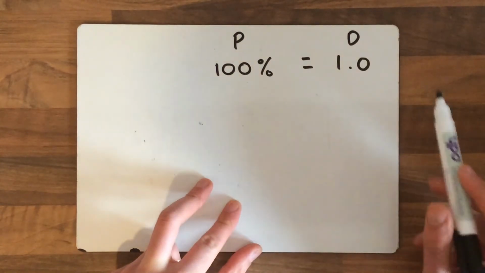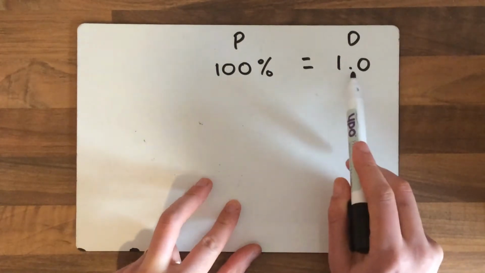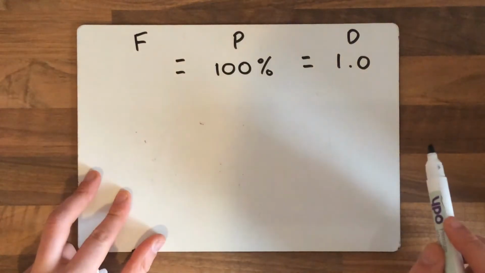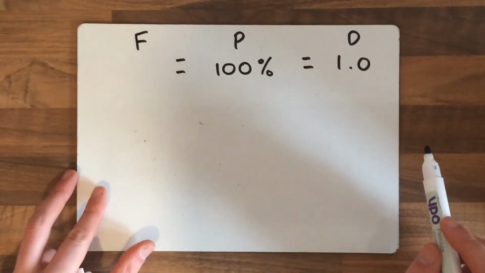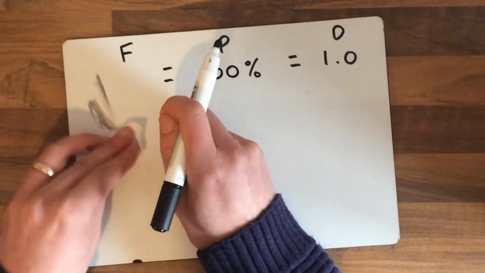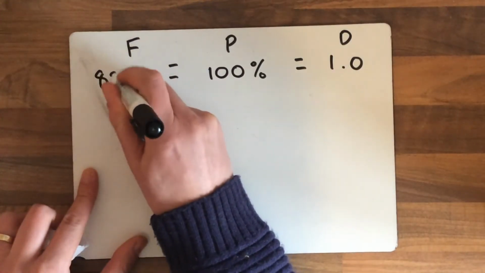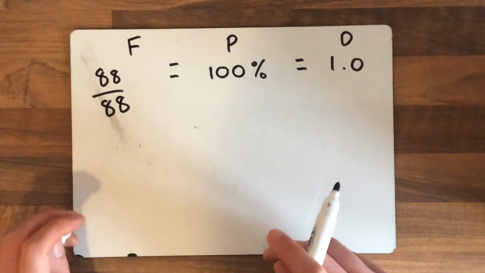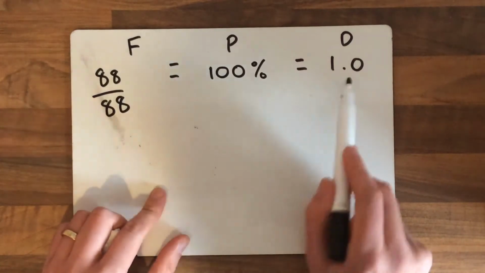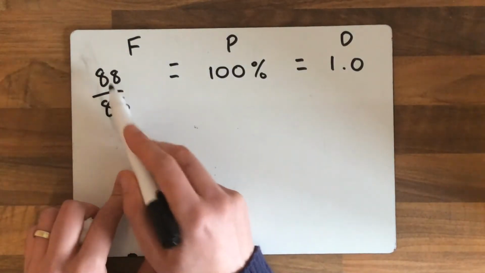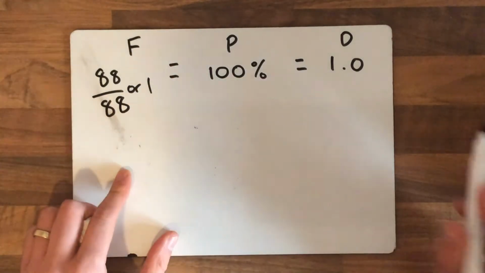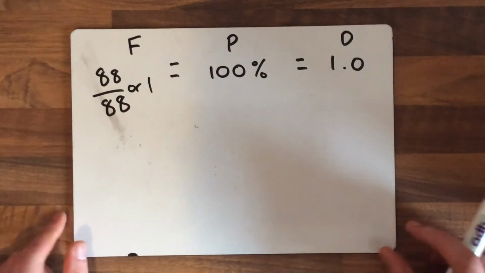The equivalent decimal would be 1.0 because it is a whole, and if we write F for fraction, an equivalent fraction would be anything where the denominator and the numerator are identical to each other. It could be absolutely anything. It could be 3 over 3. It could be 88 over 88. Absolutely any fraction where the numerator and the denominator are identical, that's a whole. That would be equivalent to 100% or equivalent to 1 in a decimal. Sometimes we can write this as 88 over 88, for example, or 1 whole, can't we? So they're all identical, they're all equivalent fractions, decimals and percentages.